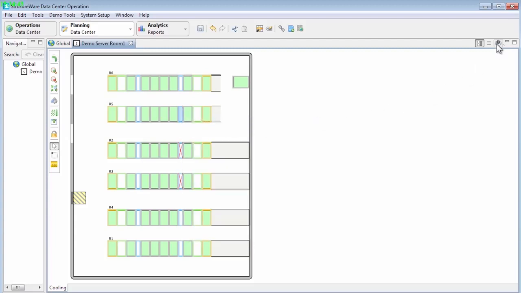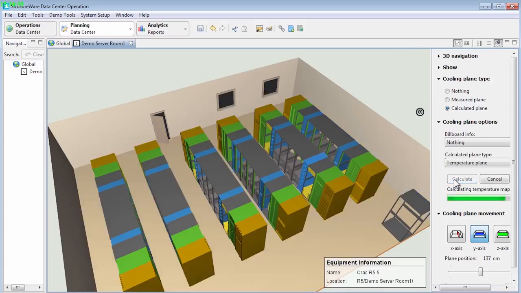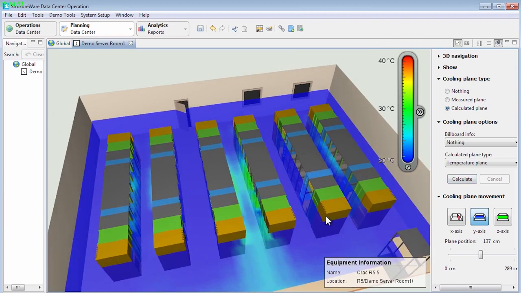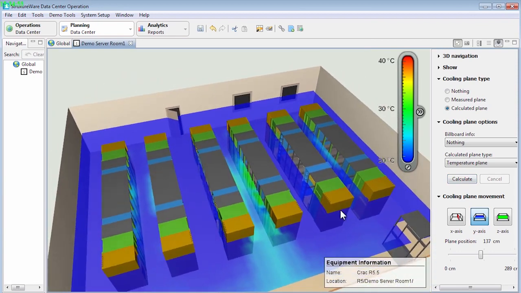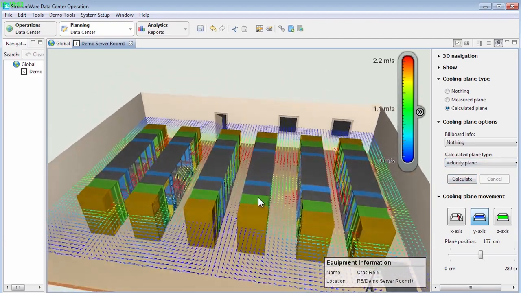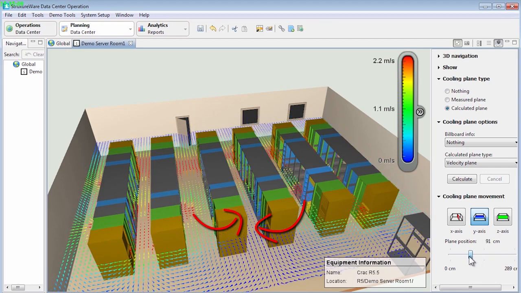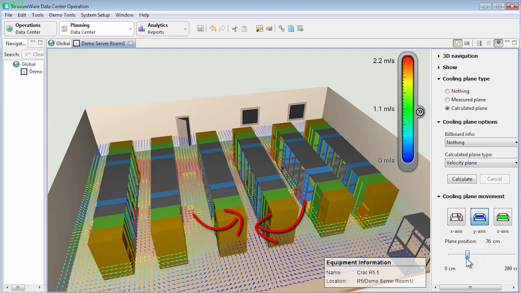Let's look at this simulation. Re-enabling this cooling unit has increased the temperature. This is because the increased air pressure pushes hot air back through the racks. Each cooling unit influences the airflow of the entire room. Mapping the influence of each cooling unit is humanly impossible, which is why we use a computer.